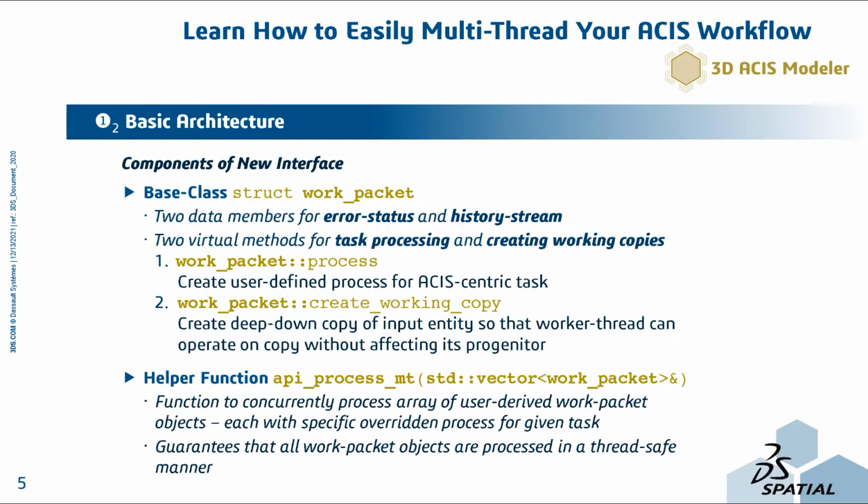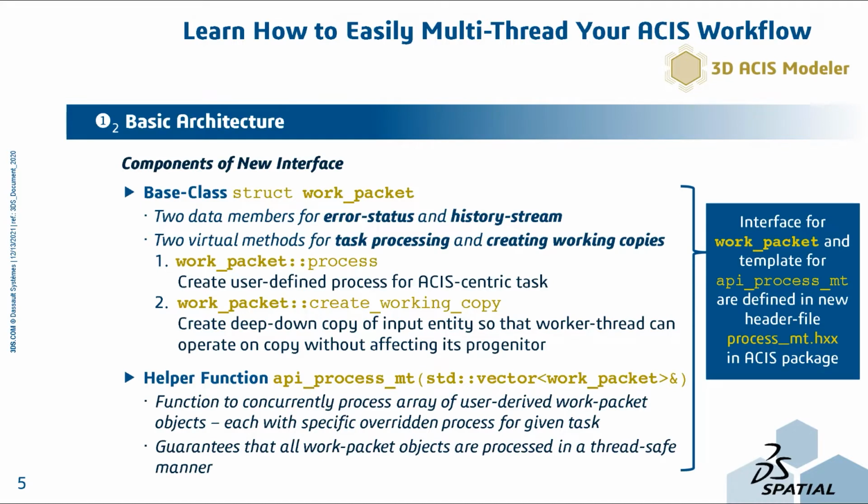The second part of the interface is the helper function, API process MT. This function concurrently processes an array of user-derived work packets of the workPacket base class, each with its own specific task defined in the method process. The function API process MT ensures that all derived workPacket objects are processed in a thread-safe manner. The interface for the base class workPacket, its virtual method process, and the template for API process MT are defined in the new header file processmt.hxx in the newest ACIS package from Spatial.